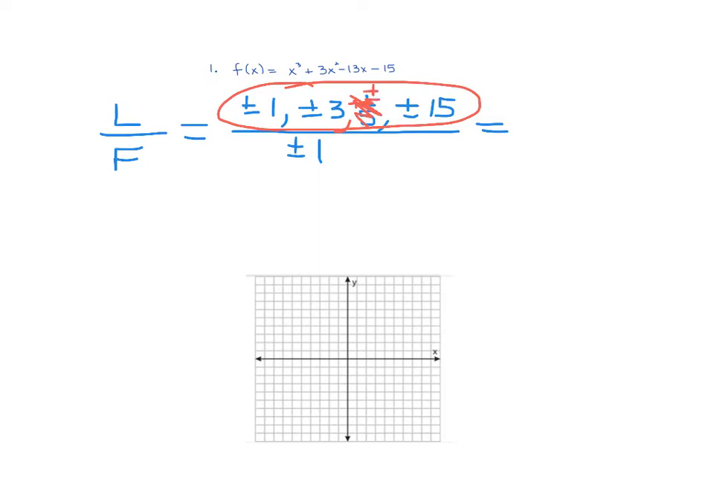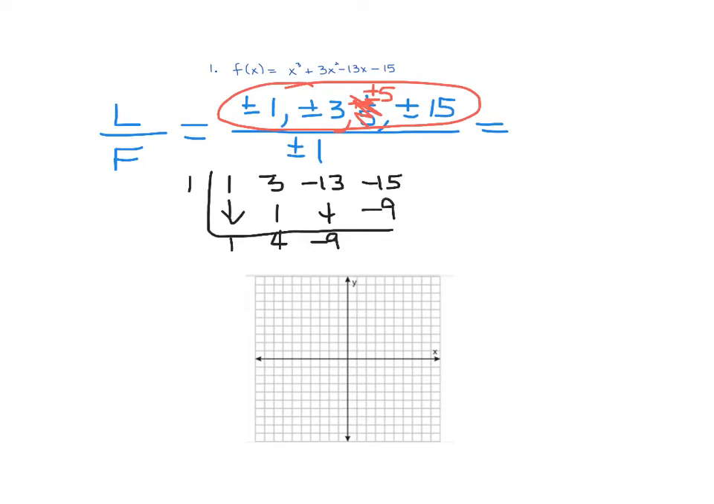So this is plus and minus 5. If I decide to do a synthetic division problem using the number 1, I'm going to take my coefficients and put them here in my synthetic division box, and then I'm going to begin my process. I'm going to bring down the first term, multiply, add the column, multiply, add the column, multiply, add the column.